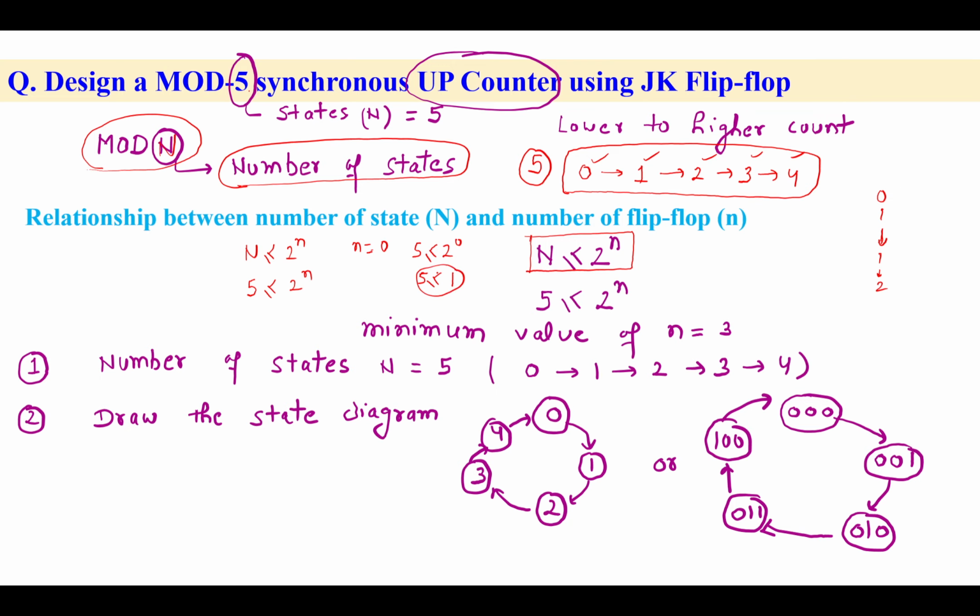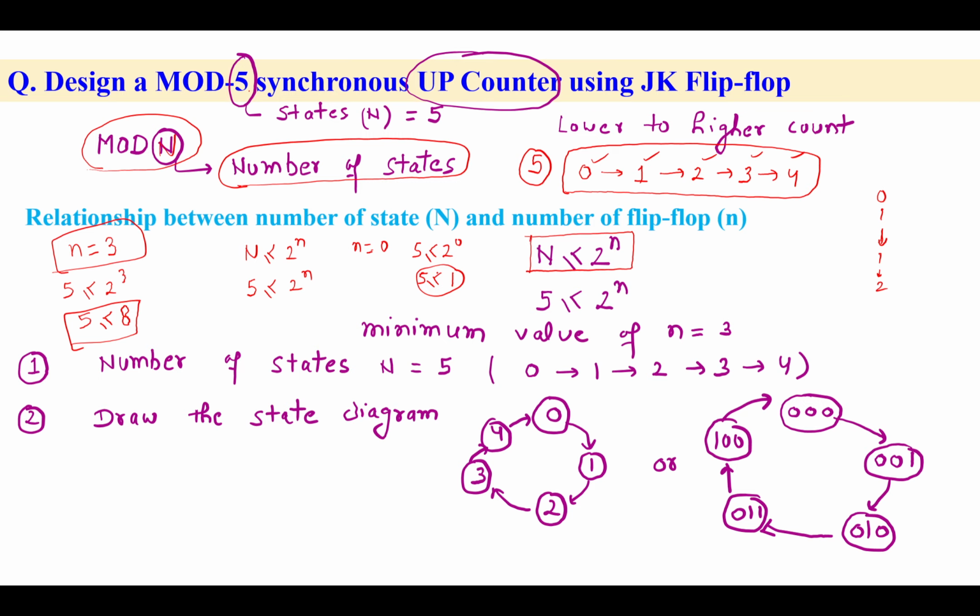So we take another value, n equal to 1. Again this is not possible. If you take n equal to 2, again it is not possible. If you take n equal to 3, then 5 is less than or equal to 2 to the power 3, so 5 is less than or equal to 8. That is correct. So the number of flip-flops is 3. Three JK flip-flops you have to use in the design of the up counter from state 0 to 4.